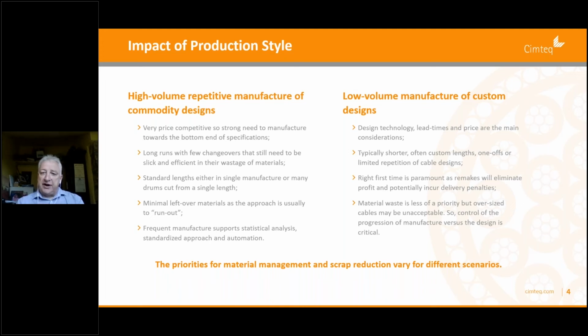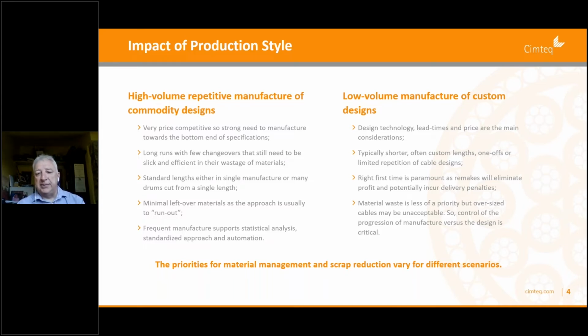In a low volume environment, it's a little bit different, or can be. The customer's coming to us for our design technology typically, because these might be unique cables, industrial cables, mining cables, control cables, something that's a bit different, could be a one-off. Often for them, lead times are important, and accuracy of delivery dates is important, because they're often building a project.